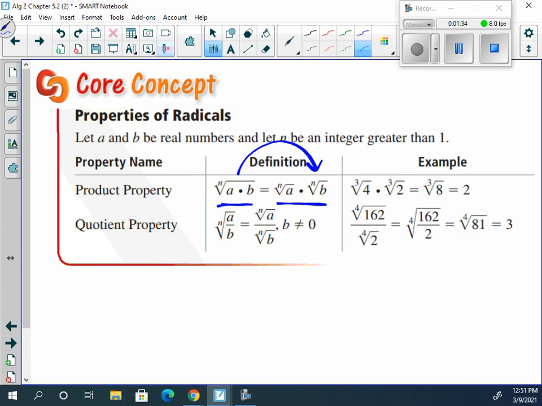The same thing is true with our division. If we have something being divided inside a radical, we can split them apart so that we have the radicals on top and bottom.